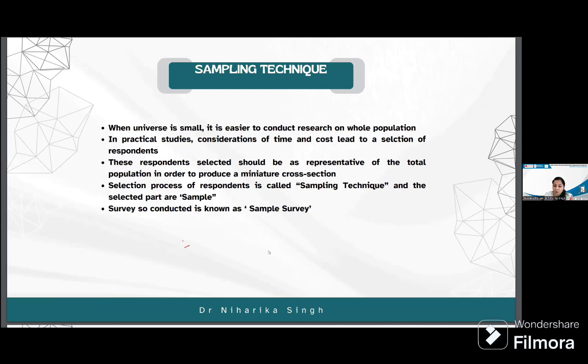So these respondents which are selected have to be representative of the total population, which should be a miniature of a cross section of the whole population. This whole selection process of the respondents is called sampling technique. The respondents which we collect from the whole population are called the sample. So the survey that we conduct in order to collect the sample is known as a sample survey.